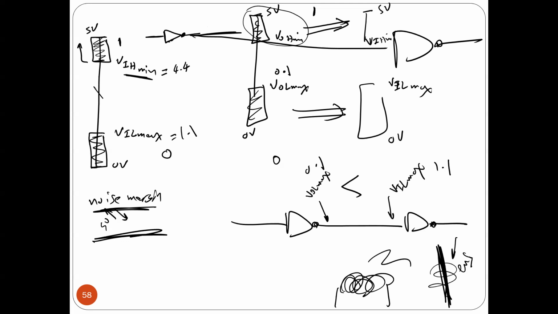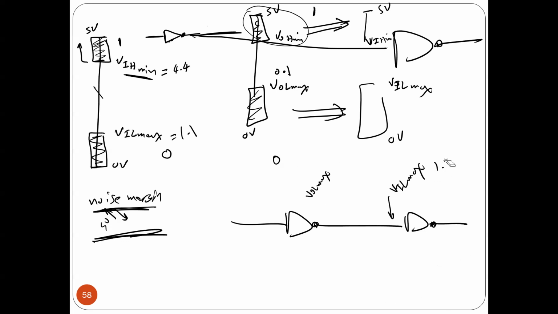Okay. So now we are talking about noise margin. Noise margin means, look here, the idea. We agree that for this circuit to work well, the output low maximum has to be less than this one, just to make sure the output here is in the range of low here.